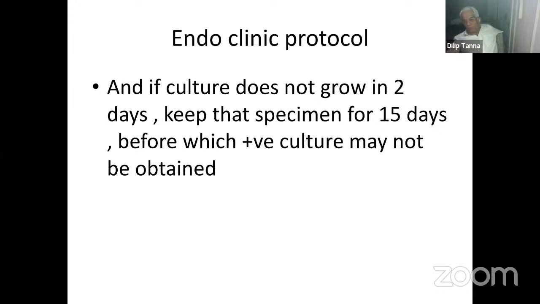So I had to show them the reports, and endoclinic would say it very clearly that if it doesn't grow in 2 days' time, it is a possible slow-growing organism which can grow up to 15 days. So if it doesn't grow, don't just say there is no growth and no organisms. Please put it for 15 days, and at the end of 15 days, you declare that there is no organism. And hardly ever does it happen that there is no organism at the end of 15 days.